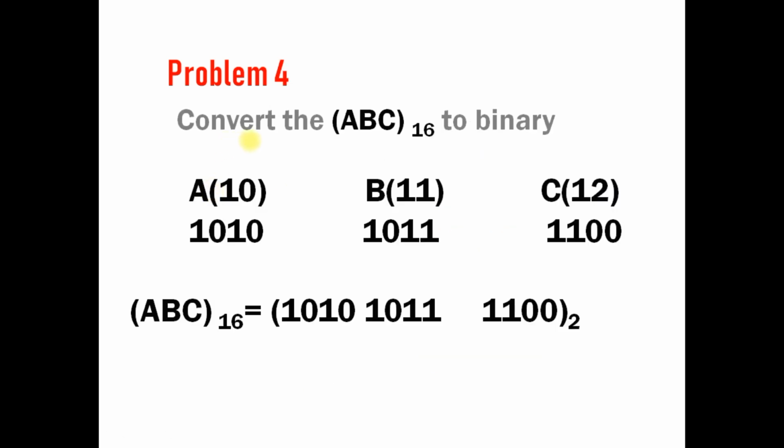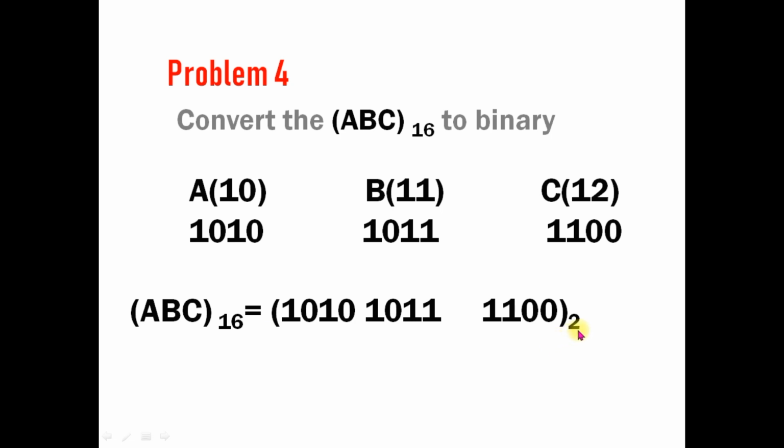Convert ABC base 16 to binary. First, we need to write A, B, C. A is equivalent to 10 and B is equivalent to 11 and C is equivalent to 12. In the binary system, we can write 10 as 1010 and B can be written as 1011 and C can be written as 1100. We have to write the digits in groups of 4 only. So here we have written all together with the base 2.